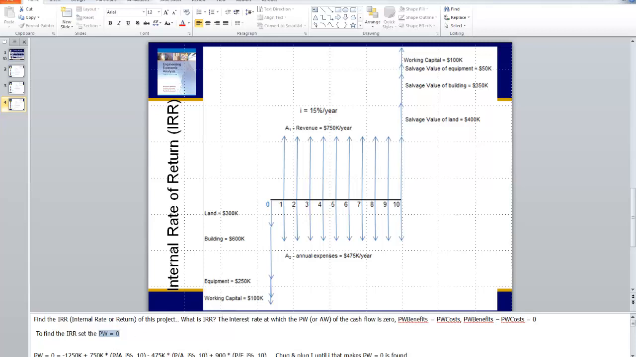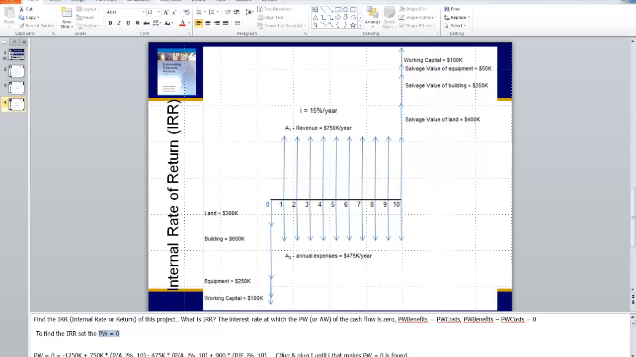I want to find the present given that annuity, but now I don't know what the interest rate is, so I have to leave that blank, and my unknown is i%, but it's still over 10 years. And then I'll subtract out my cost annuity of 475. Again, I'm finding the present given the annuity, but I don't know what the interest rate is. I know that it's over 10 years, but I don't know what that interest rate is that is going to make this cash flow equivalency be zero at time zero, at present worth.